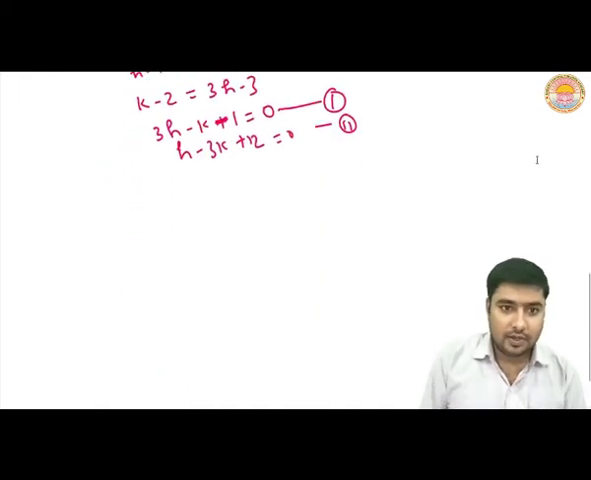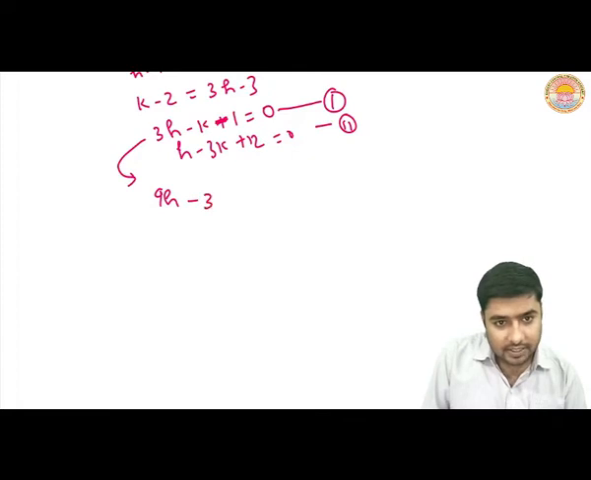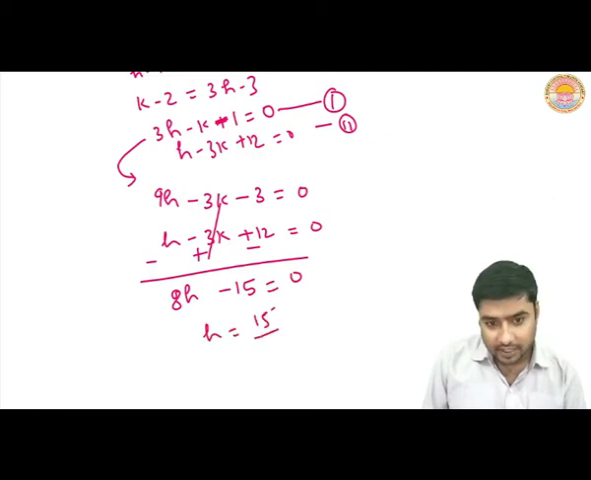Now we can solve: multiplied by 3 in the first equation, so 9h minus 3k minus 3 equals to 0, and h minus 3k plus 12 equals to 0. Subtract the equations, minus plus minus. Now it is 8h and this is cancelled. Minus 15 equals to 0. So h equals to 15 by 8.